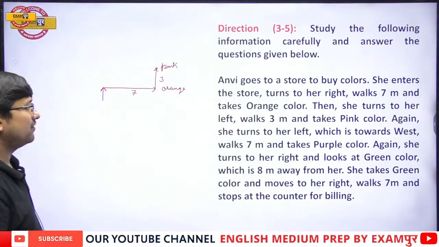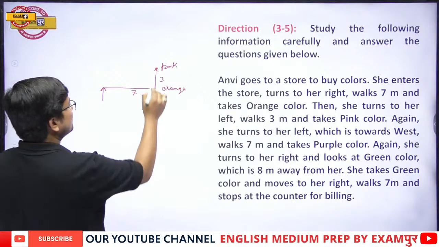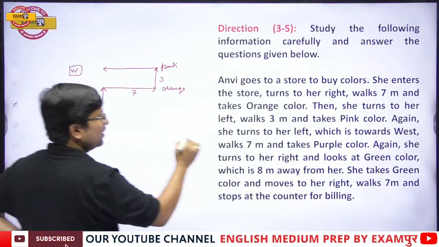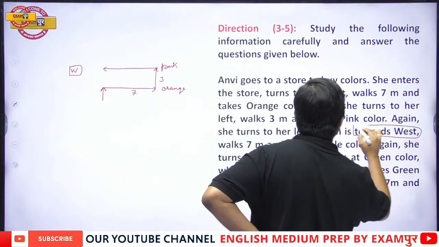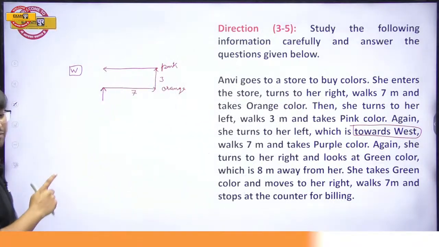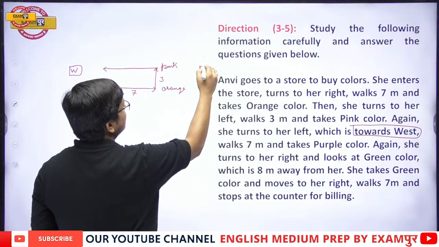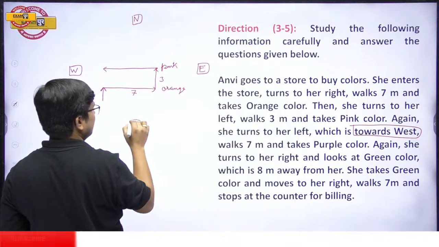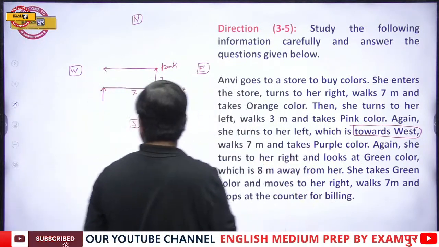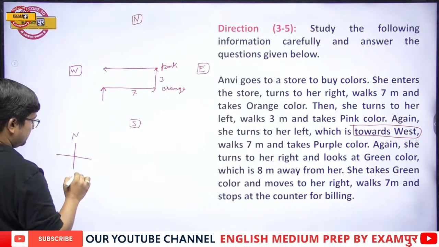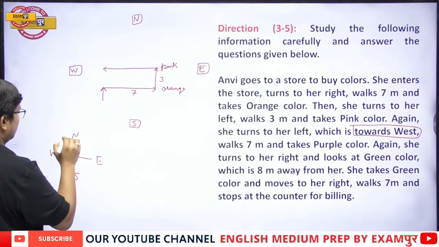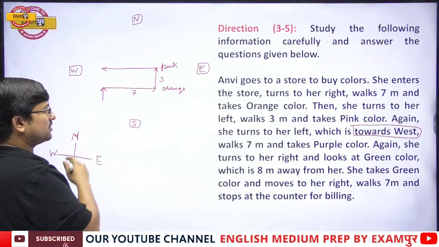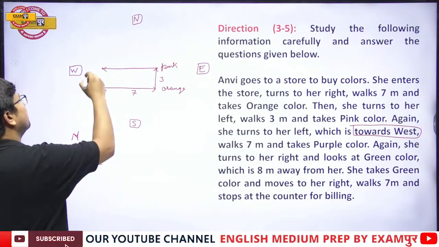pink color. Again she turns to her left, which is towards west. Now the moment you get west over here, immediately you can understand that east is over here. Then that means north is over here and then south is over here. Okay, because you all are well aware of the convention of north, south, west and east. All right, fine everyone. And here, which color does she take? I think the purple color.